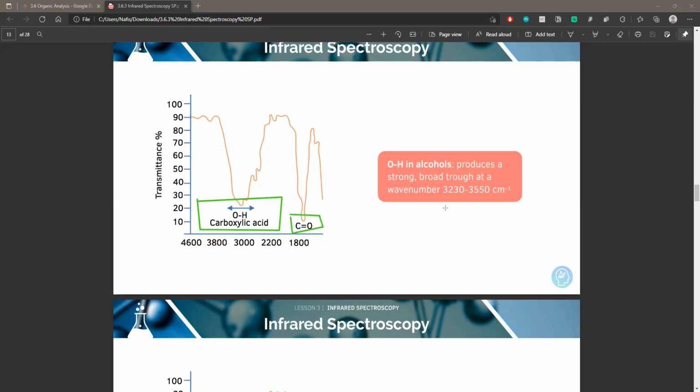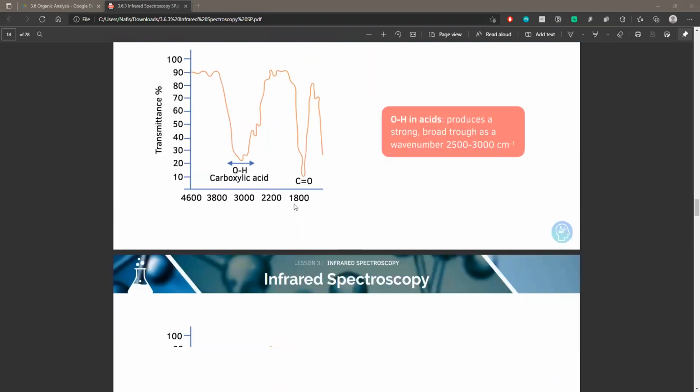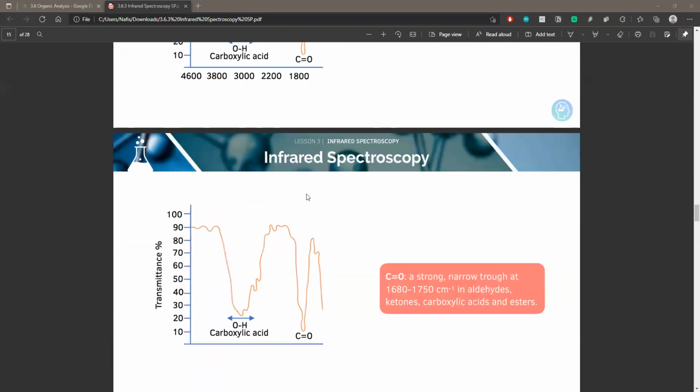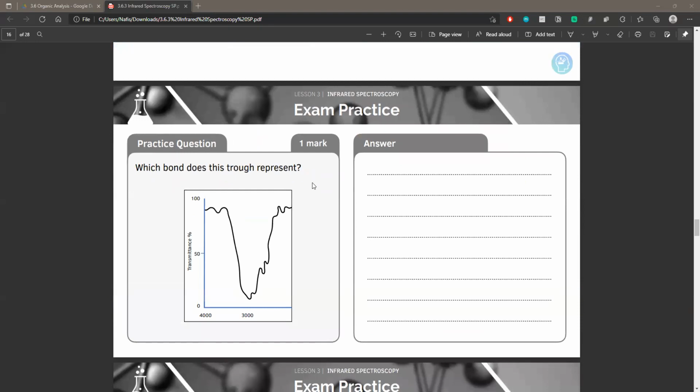And therefore, if you're looking at it and you're like, oh no, this looks like a nitrile, it's probably not going to be that then. If you know what I mean. So do perform a sense check very fast. What bond does this trough represent?